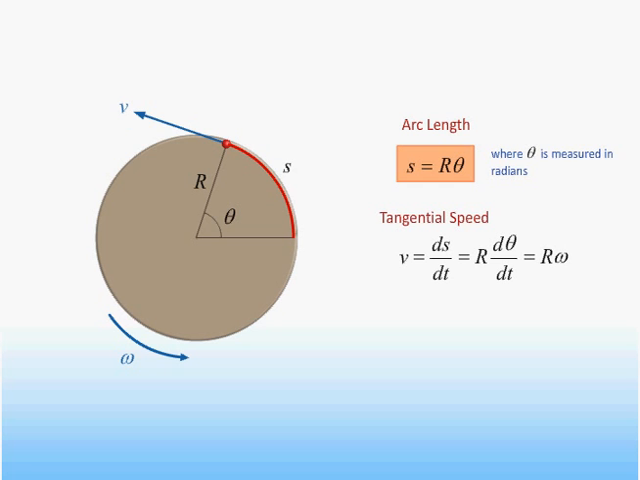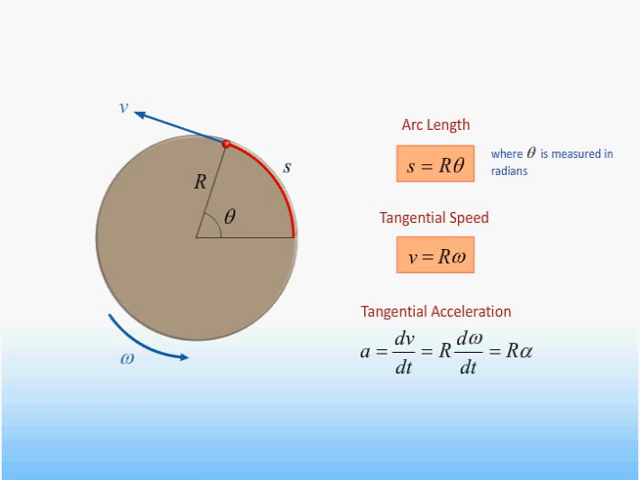Taking the derivative of this linear distance with respect to time, we find a simple relationship between the speed of the point and the angular velocity of the disk. Taking the derivative of this linear speed with respect to time, we find a simple relationship between the tangential acceleration of the point along its circular path and the angular acceleration of the disk.